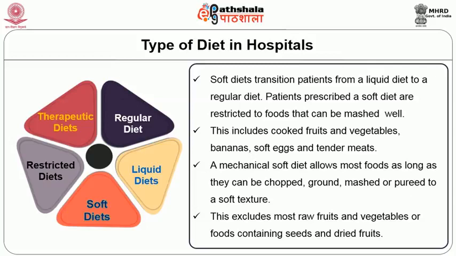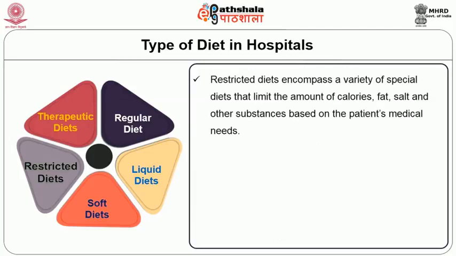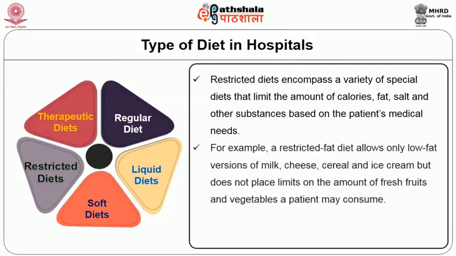Next category of diets is the restricted diets. Restricted diets encompass a variety of special diets that limit the amount of calories, fat, salt and other substances based on the patient's medical needs. For example, a restricted fat diet allows only low-fat versions of milk, cheese, cereal and ice cream, but does not place limits on the amount of fresh fruits and vegetables available seasonally, and the patient may consume more.